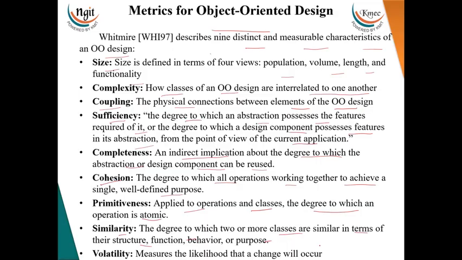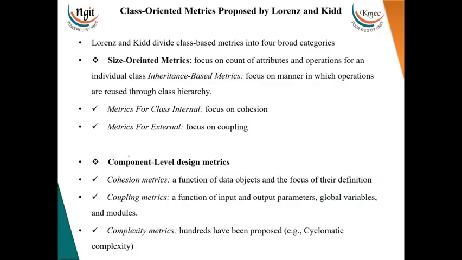Next is volatility, which measures the likelihood that a change will occur, that is, how likely it is to change. For example, with completeness, the objective is: can the design be reused? Sufficiency asks, does a class do all it needs to? Complexity is how classes relate. Clear? So all these are the characteristics of an object-oriented design.